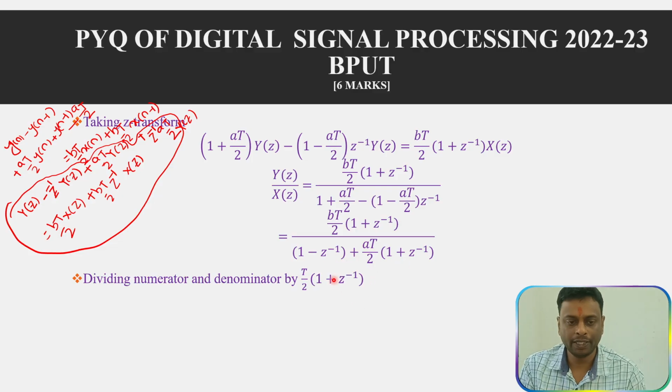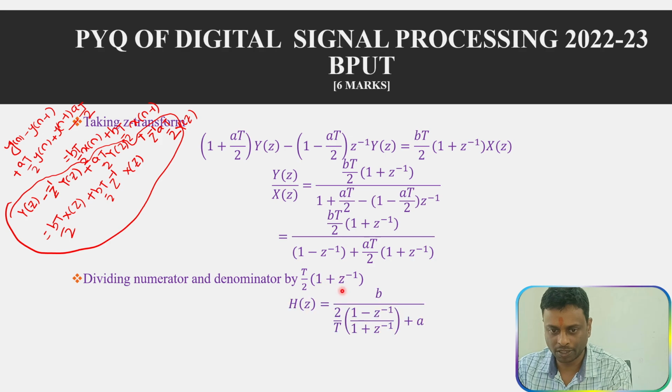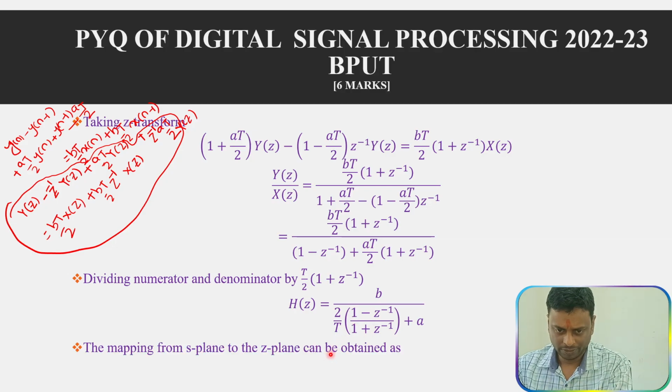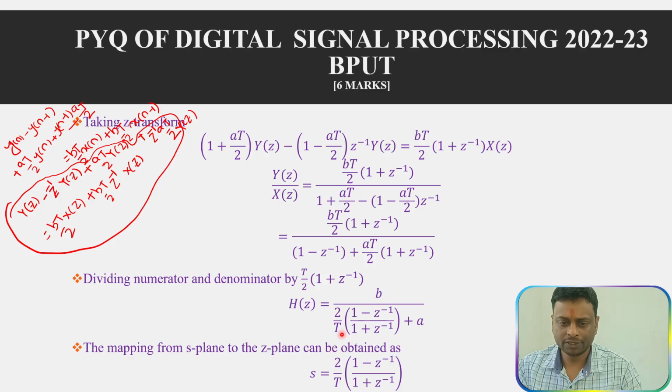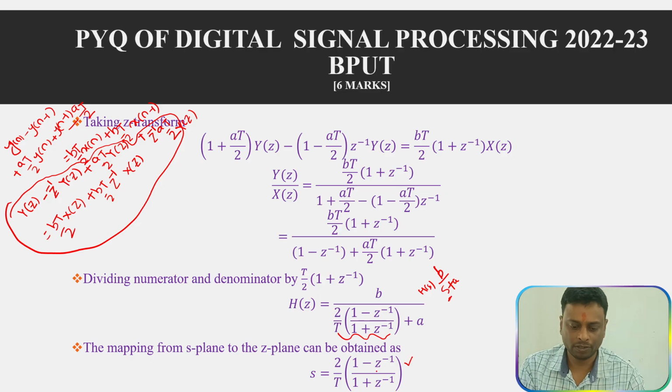Now dividing the numerator and denominator by t by 2 times 1 plus z inverse, you can get this one. Comparing with the original signals, the mapping will be s equal to 2 by t times 1 minus z inverse over 1 plus z inverse. We have taken H of s equal to b by s plus a. This whole term is your s. So this is the mapping from the s plane to the z plane in the bilinear transformation method.